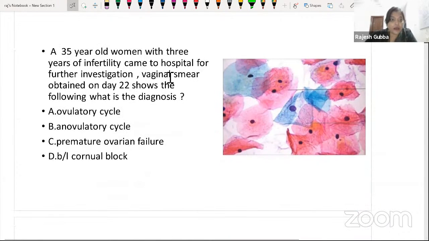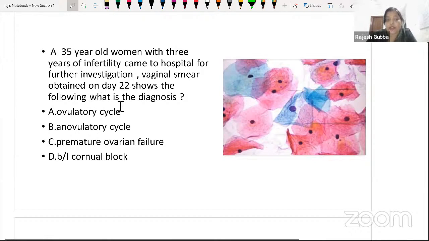A 35-year-old woman with 3 years of infertility came to the hospital for further investigation. Vaginal smear obtained on day 22 shows the following. What is the diagnosis? Is it an ovulatory cycle? Is it an anovulatory cycle? Is it a premature ovarian failure? Is it bilateral cornual block?